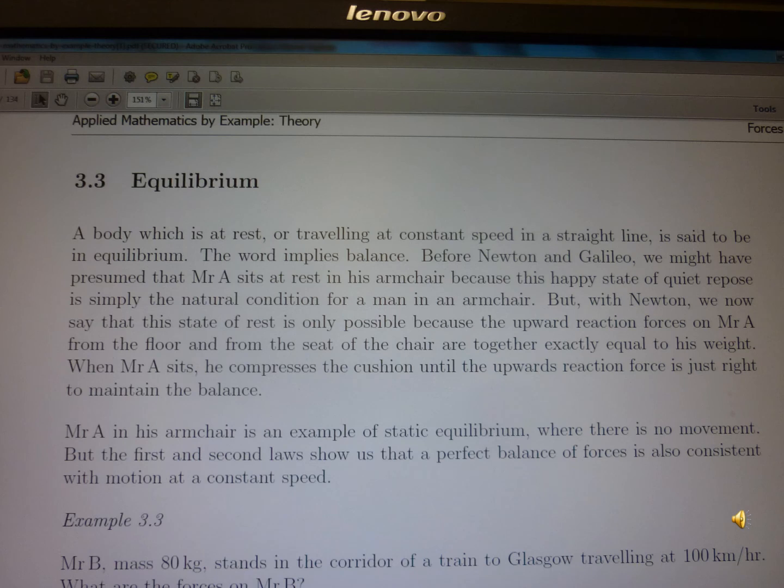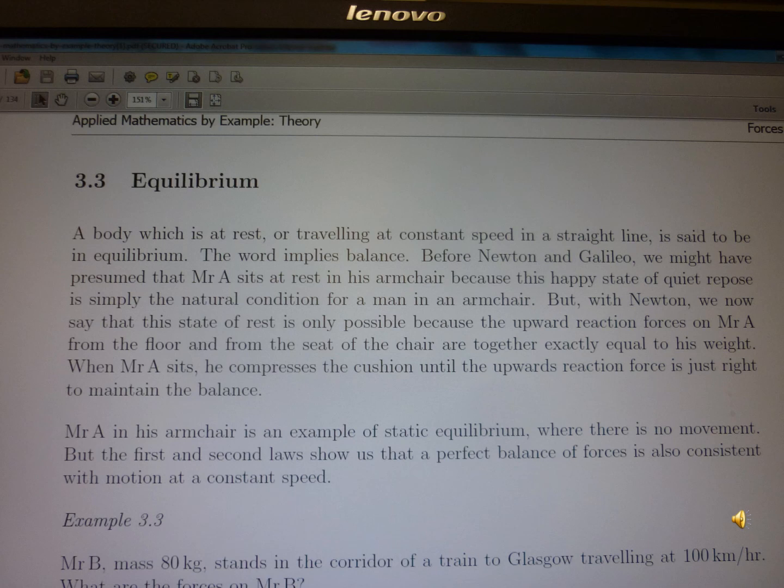We were talking about equilibrium. A body which is at rest or traveling at a constant speed in a straight line is said to be in equilibrium. The word implies a balance. So bodies that are moving at a constant speed in a straight line, or at rest, are said to be in equilibrium. In this case, we solve for equilibrium.